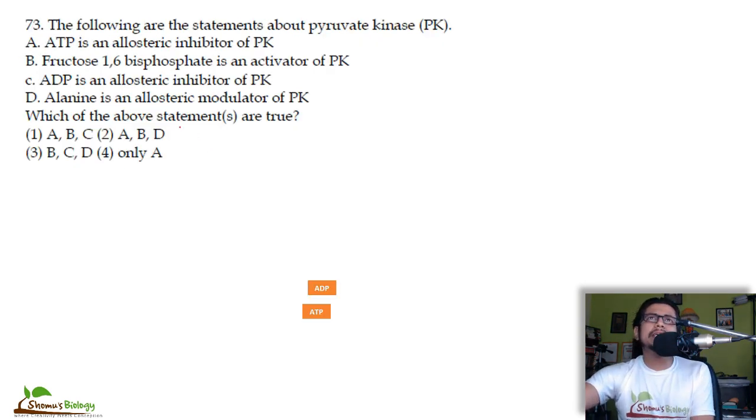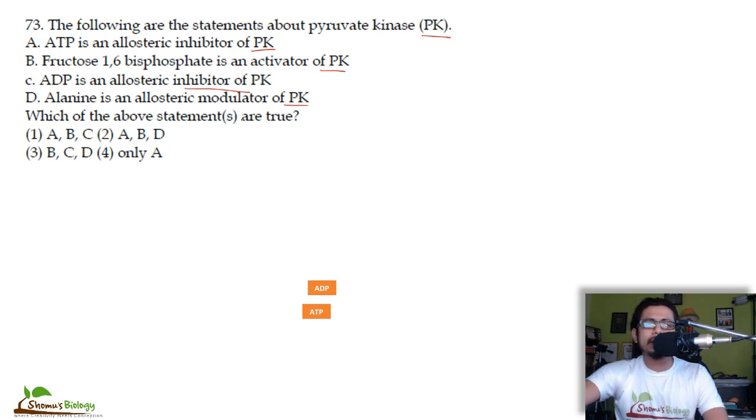Now we are going to see another question. The following are statements about pyruvate kinase, PK. A: ATP is an allosteric inhibitor of PK. B: Fructose 1,6-bisphosphate is an activator of PK. C: ADP is an allosteric inhibitor of PK. D: Alanine is an allosteric modulator of PK.